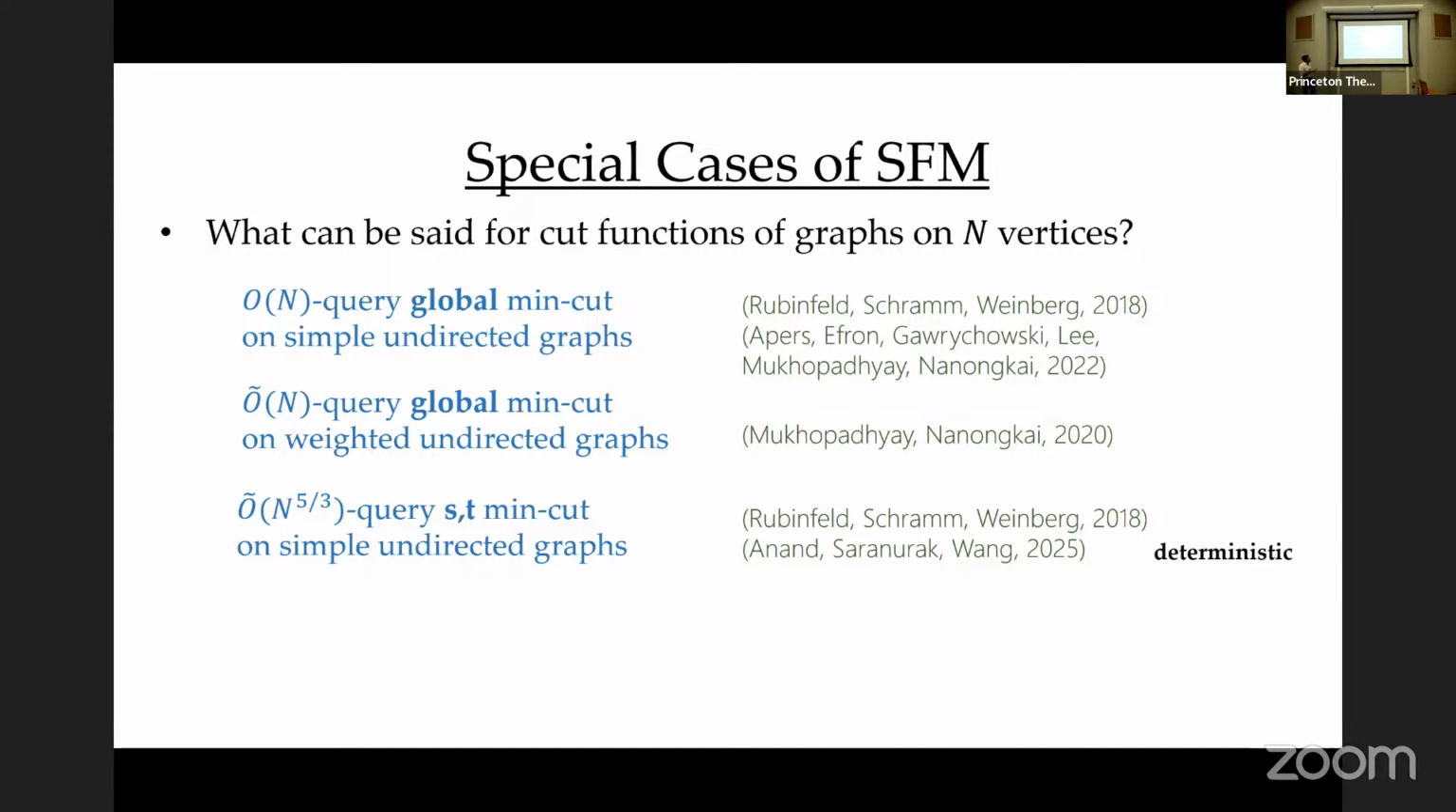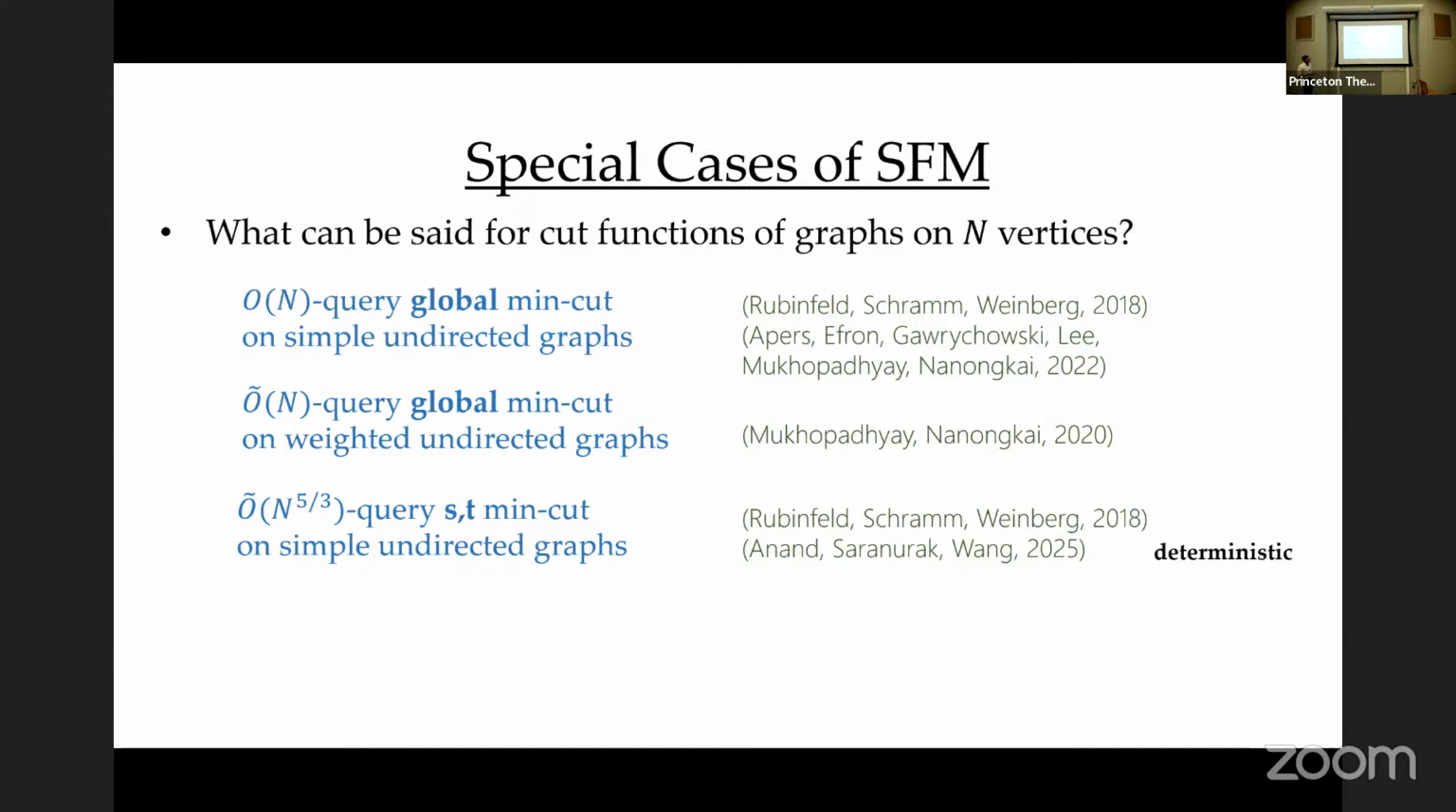That's pretty nice. If I have weights, the function is still submodular. The best known, I think, is still n polylog n, and this is a follow-up paper to Matt's paper by Sagnik Mukhopadhyay and Nanongkai, and the answer is n polylog n. All of these are randomized. You can look at st-min cut, which is another submodular function. There, the gap is actually bigger. Matt and colleagues gave an n to the 5/3 query algorithm. Again, simple and randomized.